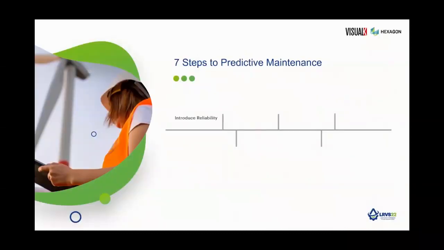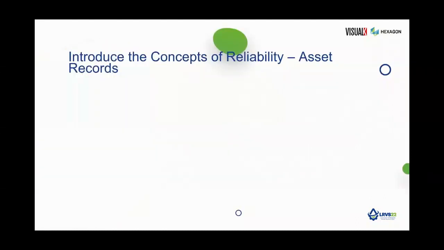So first one is to introduce reliability. Second one, to streamline routines. Third one, to plan cash flow. Fourth one, to predict the future. Fifth, to prioritize investments. Sixth, create and provide early warnings. And seventh, meet and maintain compliance. So let's start going through each one of them.